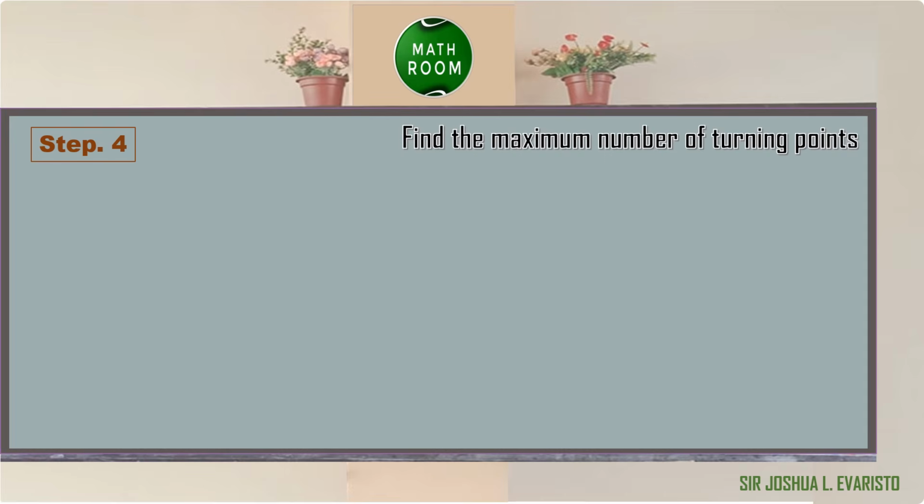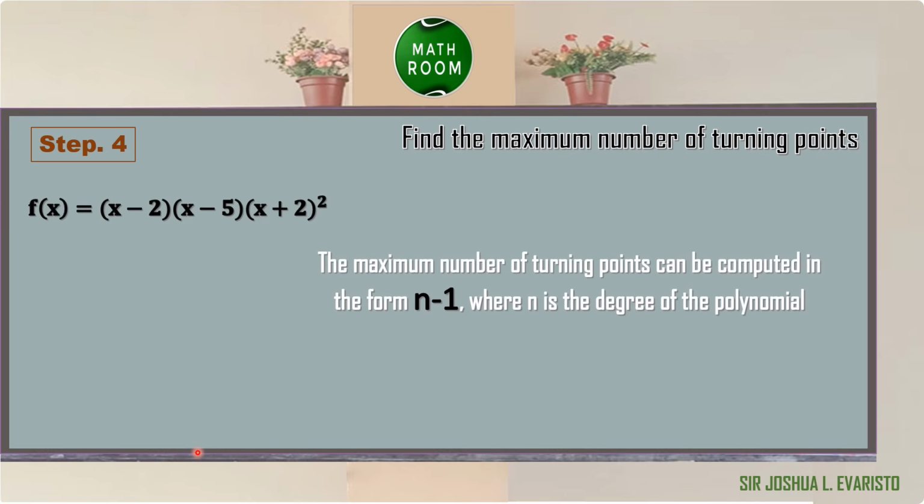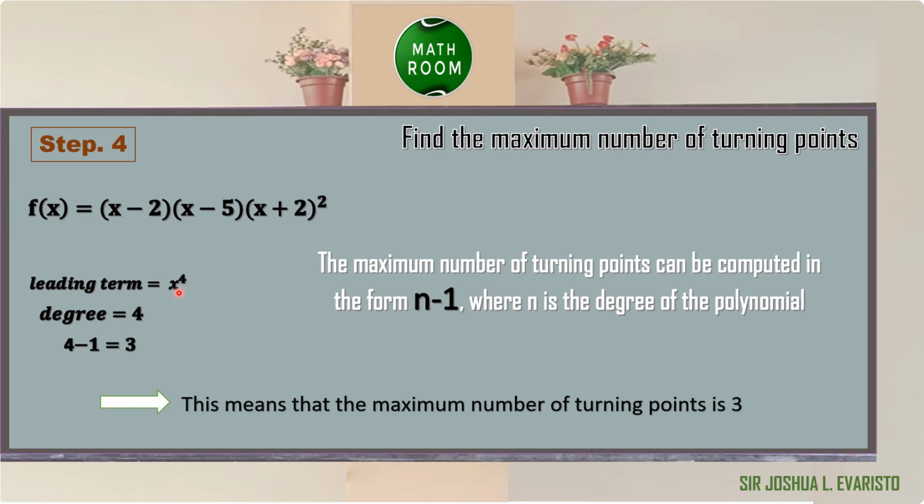Step number 4 is to find the maximum number of turning points. So the maximum number of turning points can be computed in the form of n minus 1, where n is the degree of the polynomial. To find the degree, we're going to find first the leading term. Multiplying all the variables, we have x times x times x squared will give us x raised to 4, which means that the degree is 4. So 4 minus 1 is equal to 3. That means that the maximum number of turning points is 3.